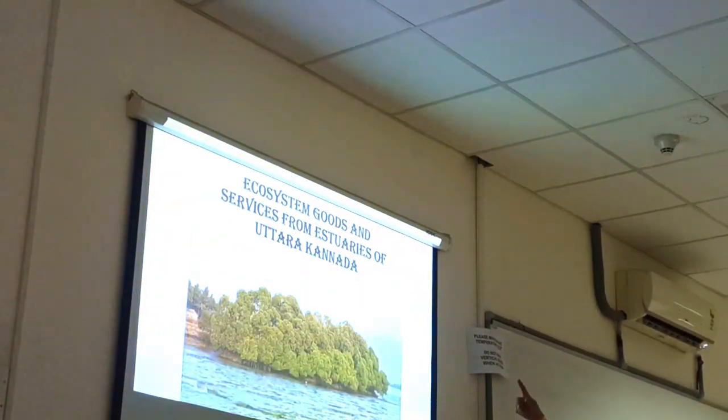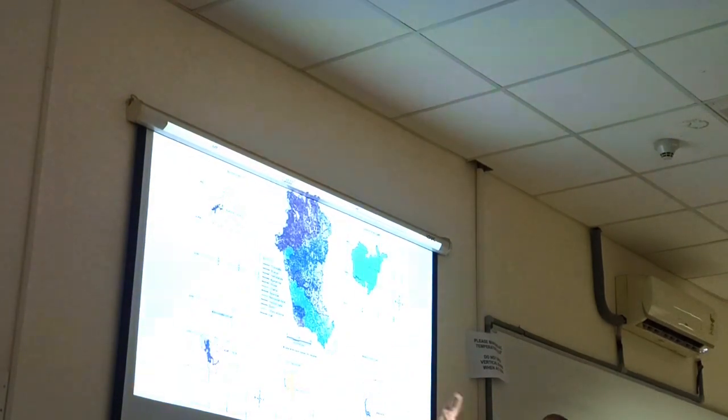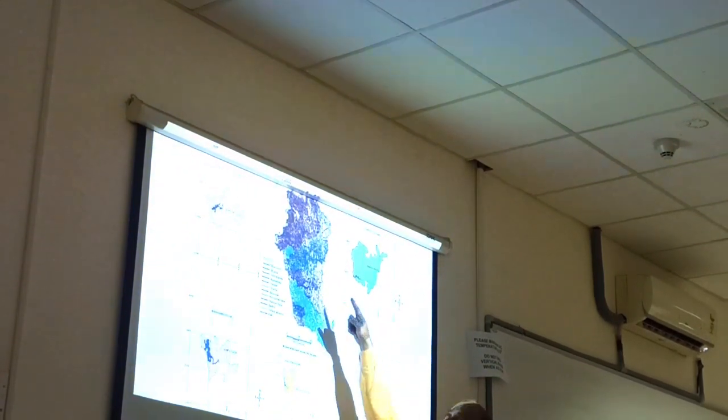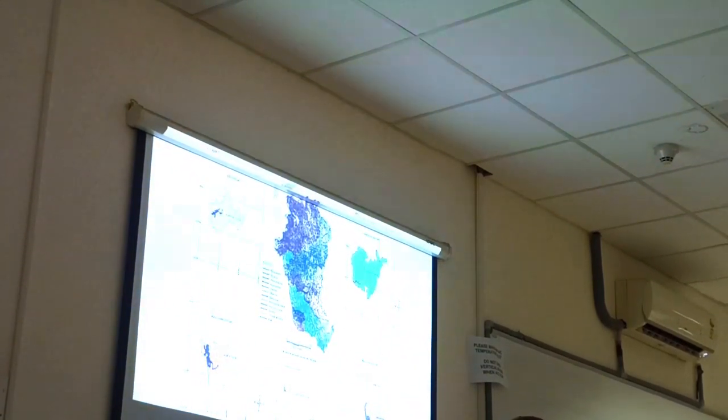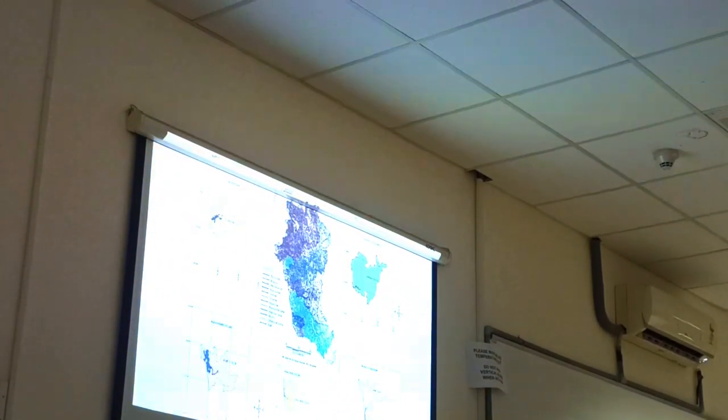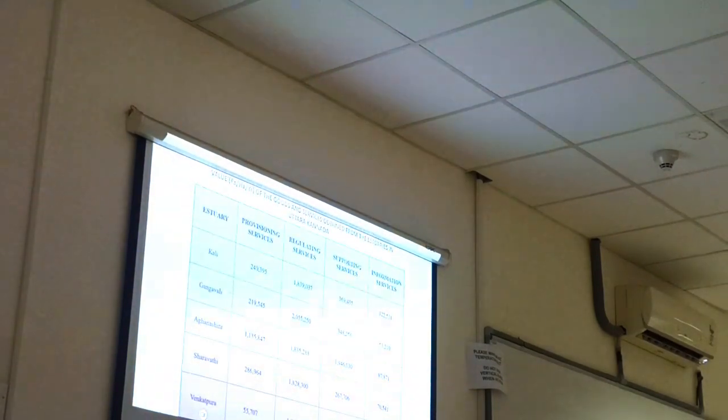Okay, then we looked at the estuaries. There are 4 major rivers, of which 2 are dammed and 2 are undammed. Now let us look at the productivity of the estuary in terms of the fish, sand, salt, etc. Dammed and undammed.